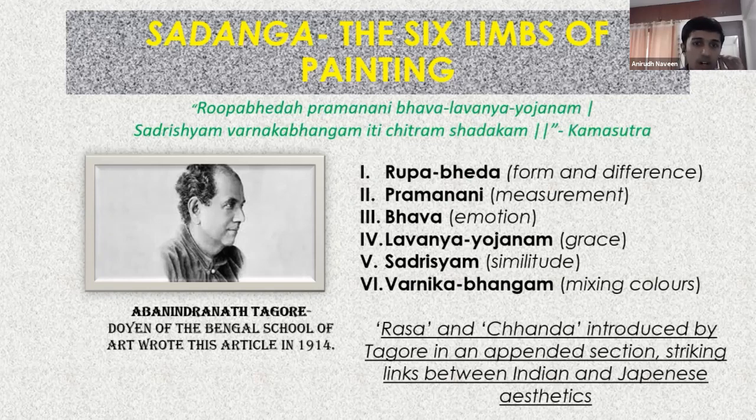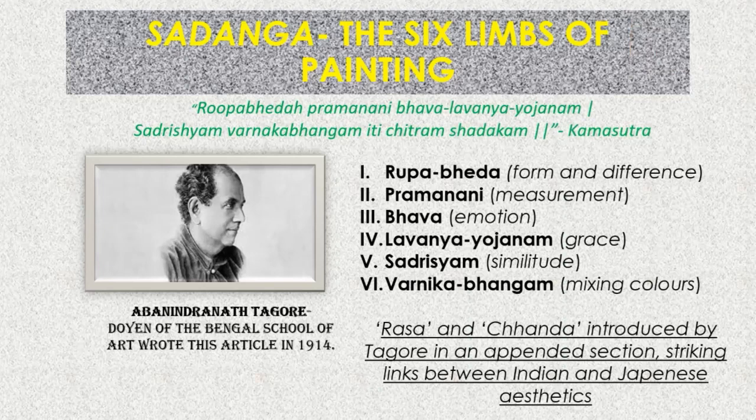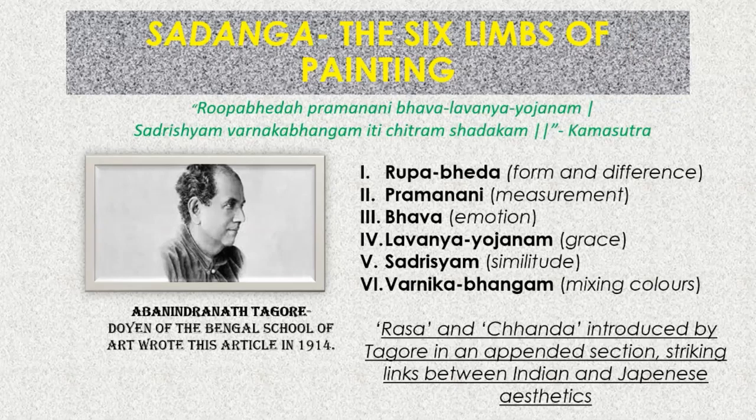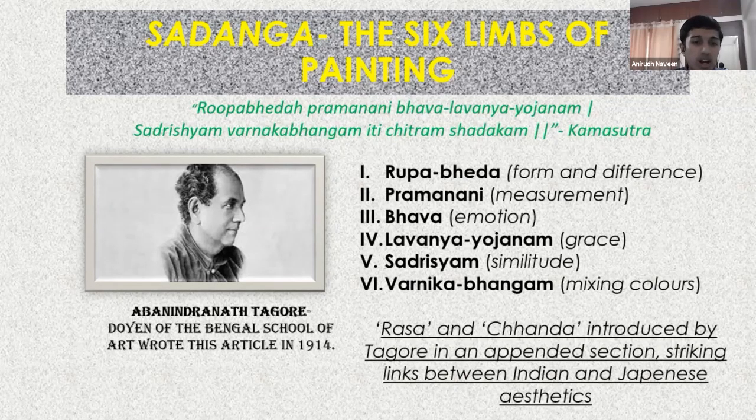All right. So this is the Shadanga or the six limbs of painting, which is an article written by Abanindranath Tagore in 1914. And this has the six limbs of Indian painting. And he borrowed this from the Kama Sutra. It was Yashodhara's commentary on the Kama Sutra, published around the 7th century AD. And he borrowed it from there.